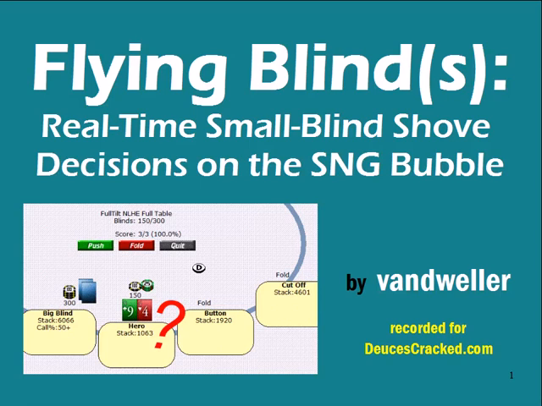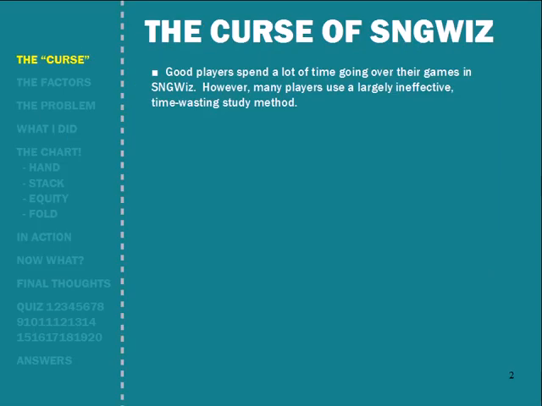So the topic of this particular video is how to make decisions in real time on the sit-and-go bubble when you're in the small blind. You're sitting there, the small blind is folded to you, it's the bubble, and you have to make a decision. Do I shove on the big blind or not? And that is basically the topic of this video.